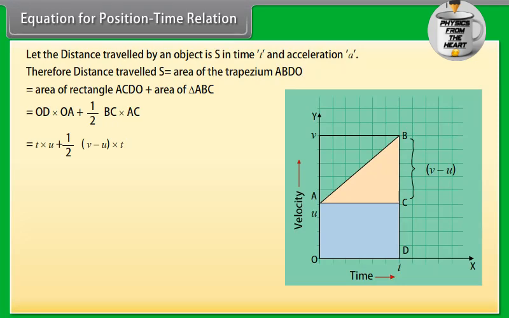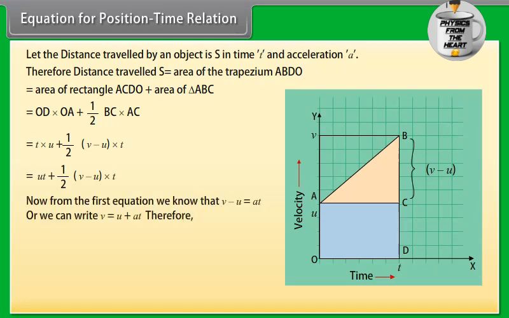On solving further, we get ut plus 1 upon 2 into (v minus u) into t. Now from the first equation we know that v minus u is equal to at, or we can write v is equal to u plus at. Therefore, s is equal to ut plus 1 upon 2 at square. This is the second equation of motion.